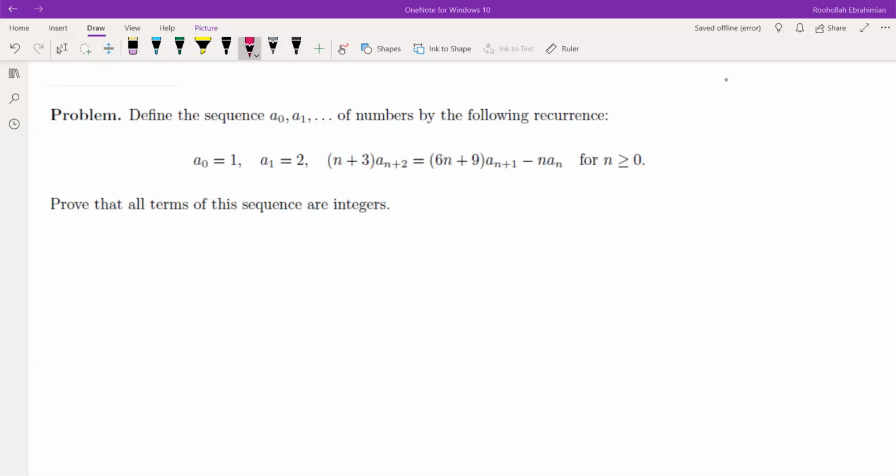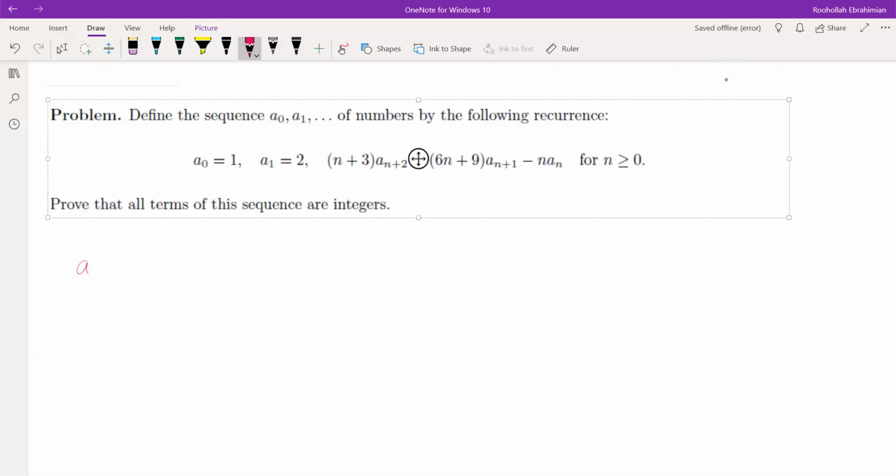Okay, so if we think about this one, if you are dealing with a recursion, the most natural method would be to use induction. So we could assume that a_n is an integer and then try to prove that a_{n+1} is an integer, or assume that all of the numbers from a_1 all the way to a_n are integers and then prove that the next one is an integer. But there's a huge obstacle for doing that in this problem.